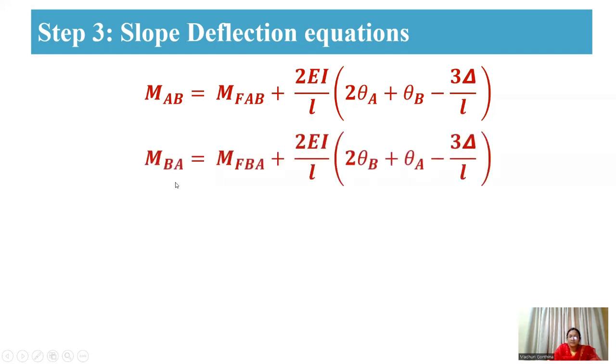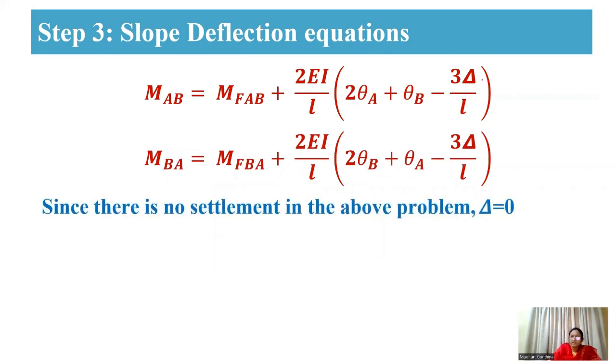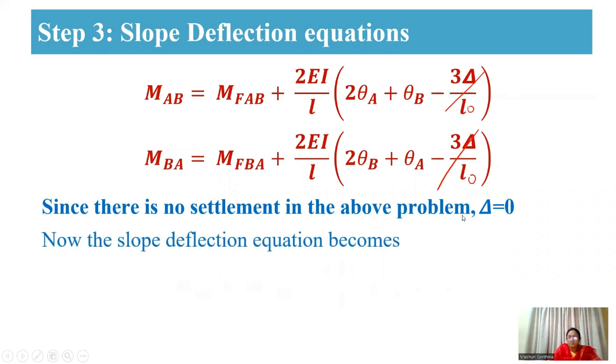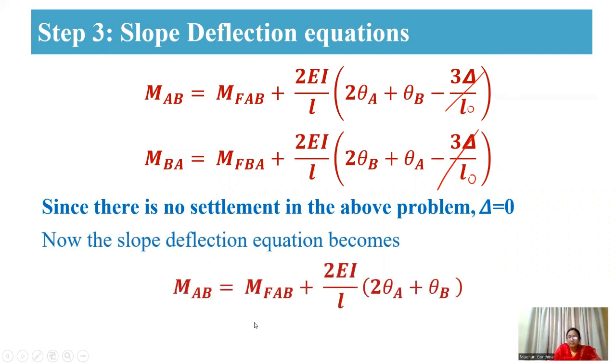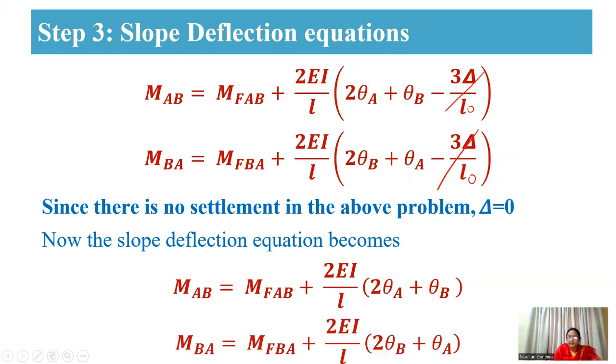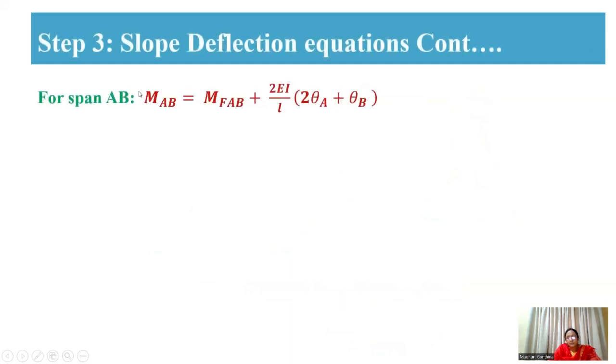In a similar way, you're going to write for the BA moment also. Then since there is no settlement in this problem, I'm just substituting delta equal to 0. Now by simplifying these two equations, you're going to get MAB equal to MFAB plus 2EI by L into 2 theta A plus theta B. Whereas MBA will be equal to MFBA plus 2EI by L into 2 theta B plus theta A. Now next you're going to use the slope deflection equations for the different spans, that is AB and BC.